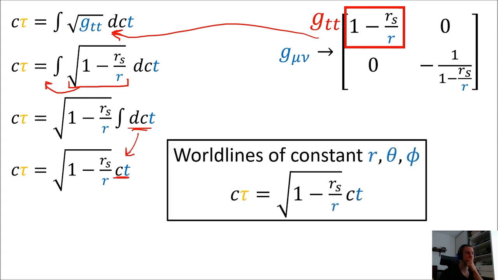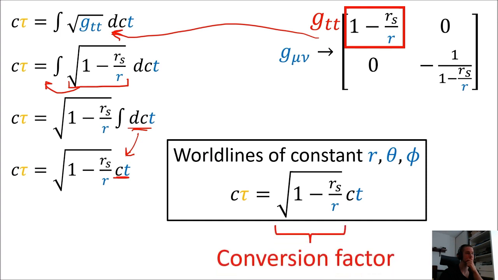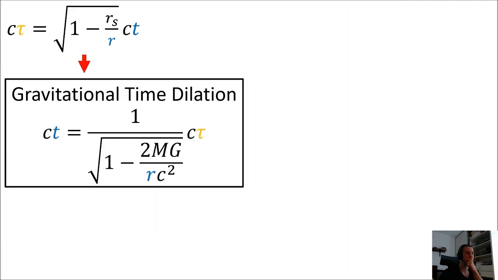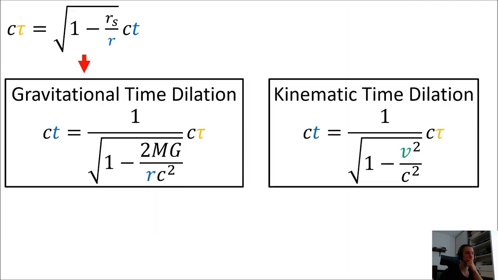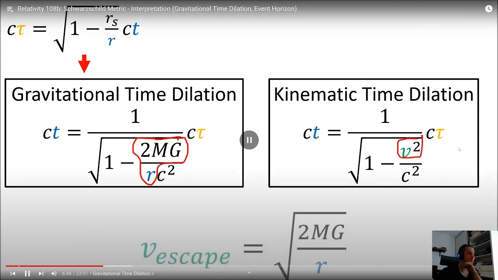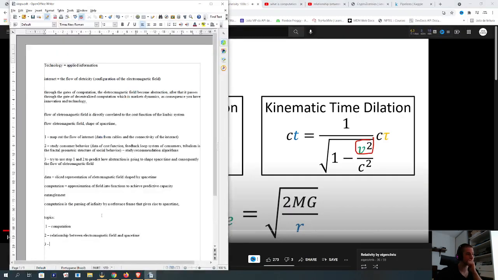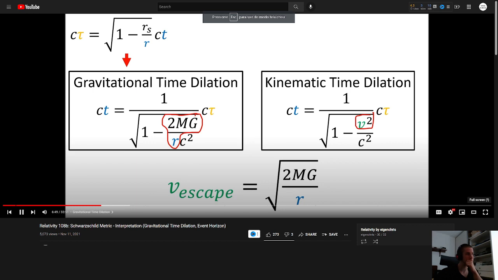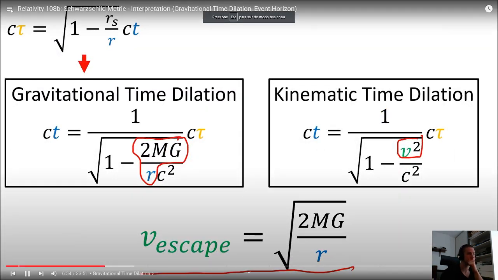So we find that we can't just read time along a world line from the ct coordinate. Instead, there's a conversion factor between t and the proper time, and this conversion factor depends on the r coordinate. If we compare the gravitational time dilation formula to the kinematic time dilation formula from special relativity, we find that the velocity term corresponds to the escape velocity for the mass at a given radius, the square root of 2mg over r.